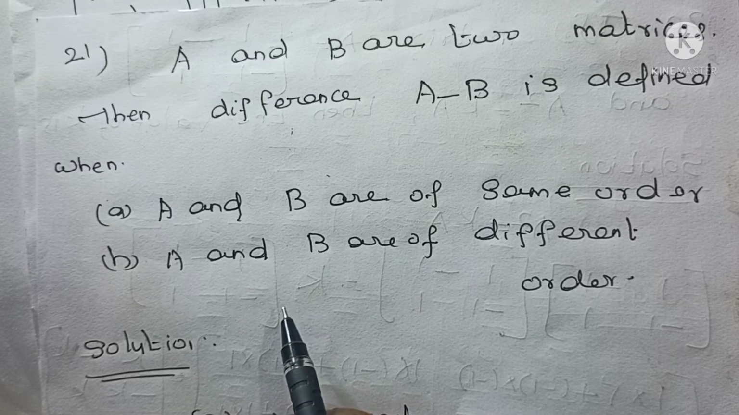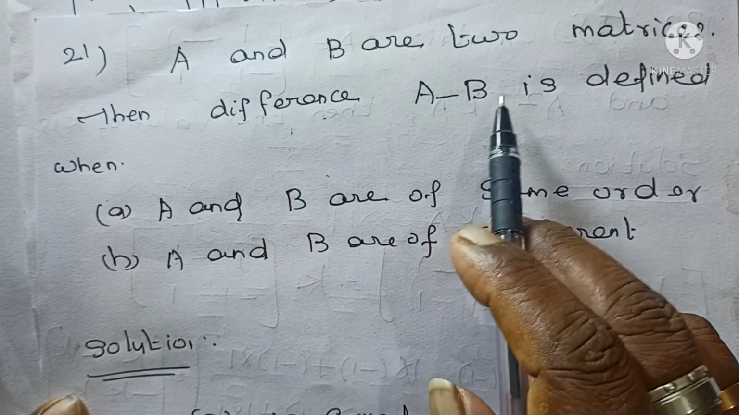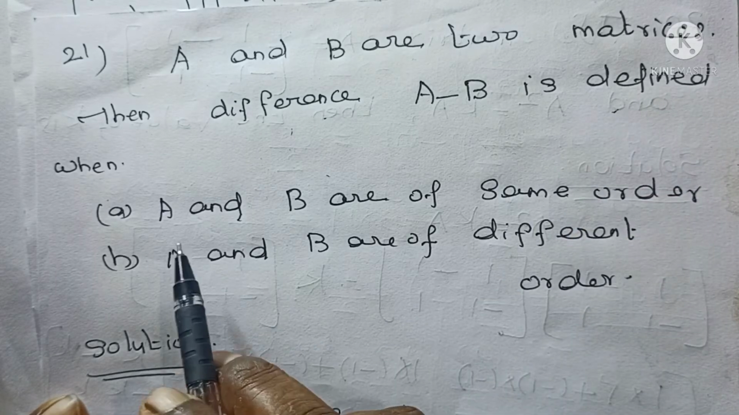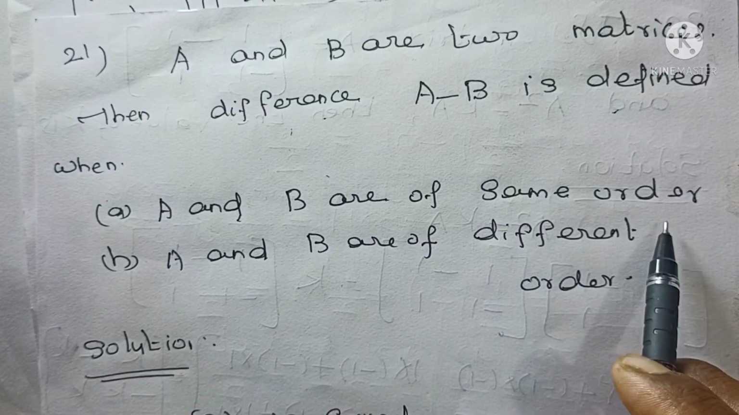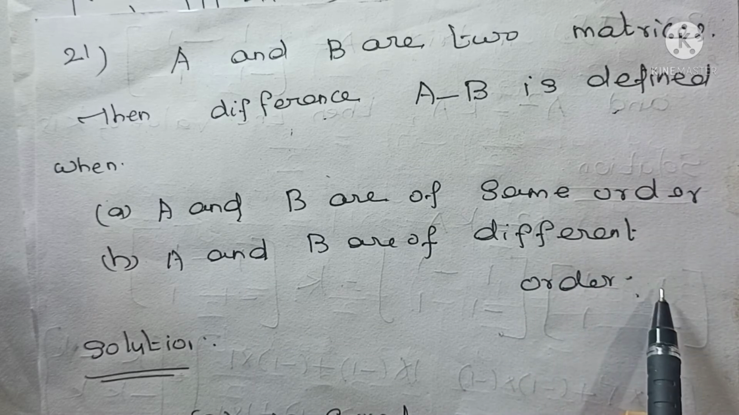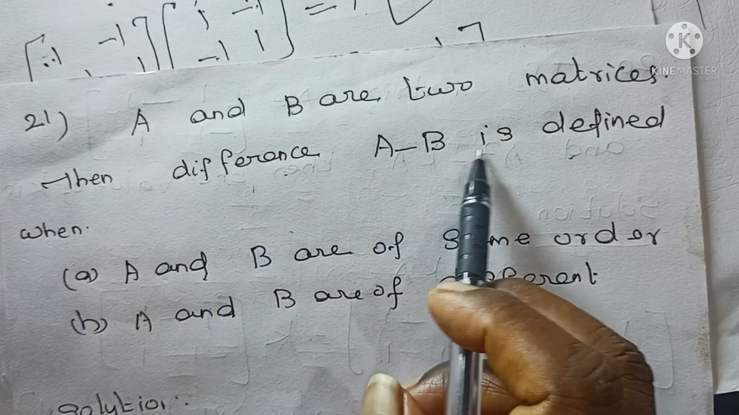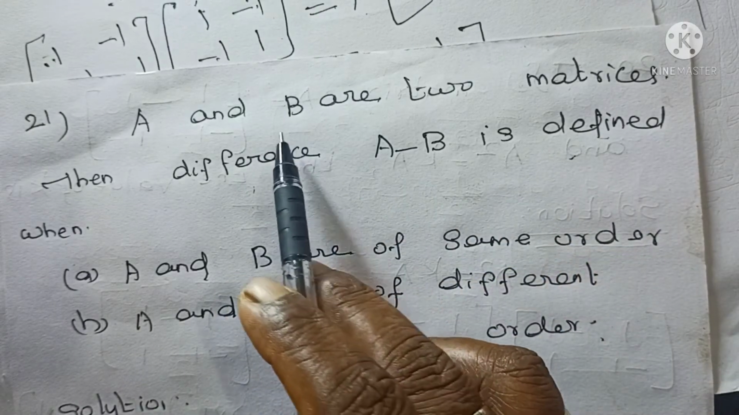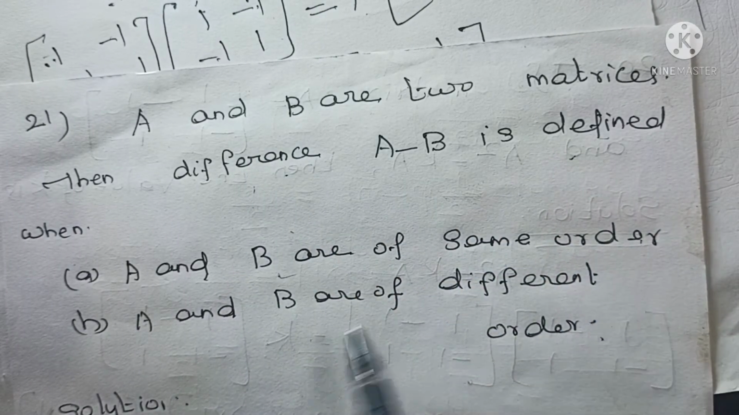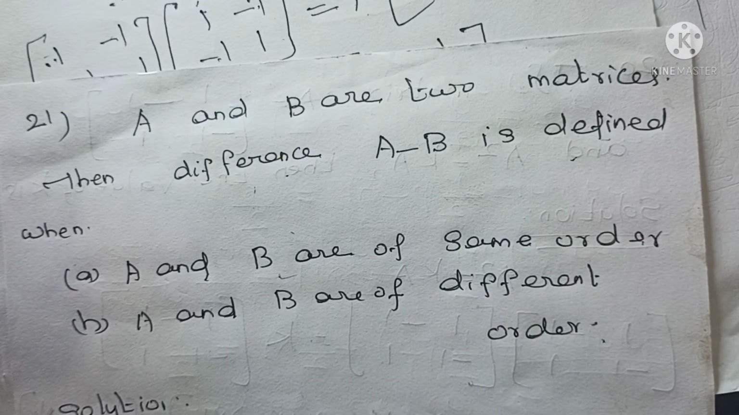Now let's move on to the 21st question. A and B are two matrices, then difference A minus B is defined when A and B are of the same order, or A and B are of different order. What is the answer? A is correct. A minus B is defined when A and B are of the same order, otherwise A minus B is not defined. So this is the answer.